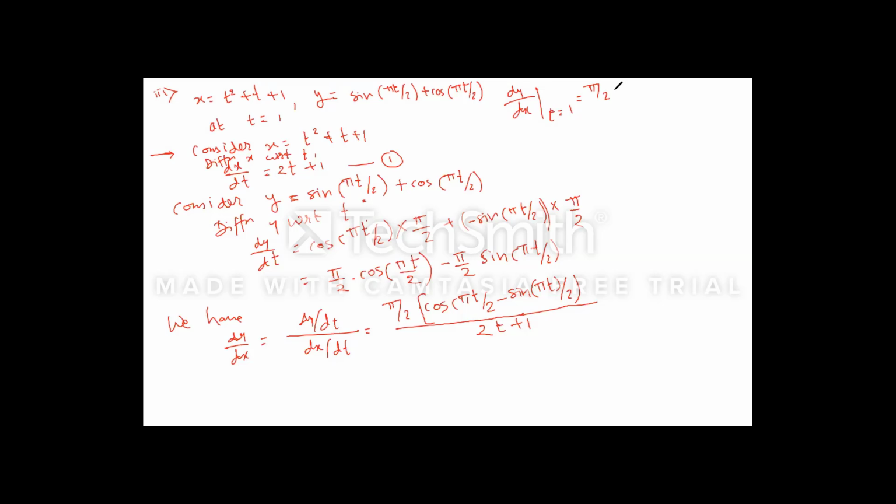So let's put the value of t as 1. So it becomes pi by 2 into cos pi by 2 minus sin pi by 2, because we have put the value of t as 1, upon 2 plus 1. So this pi by 2 as it is. The value of cos pi by 2 is 0, minus 1, upon 2 plus 1 which is 3. So the 2 divides below and 3 multiplies, that becomes 6, with the negative sign, minus pi by 6. That is our final answer.